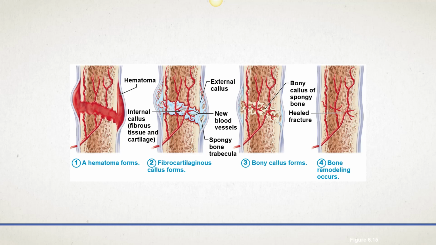Eventually, that clot is going to turn into a fibrocartilaginous callus. The fibrocartilage is replaced by bone, and it's going to be all spongy bone straight throughout the entire break, and even underneath the periosteum. And then eventually you'll have bone remodeling, where the outer edges of the bone become compact again, and the inside of the bone becomes spongy, and the bone starts to take on a more normal shape.